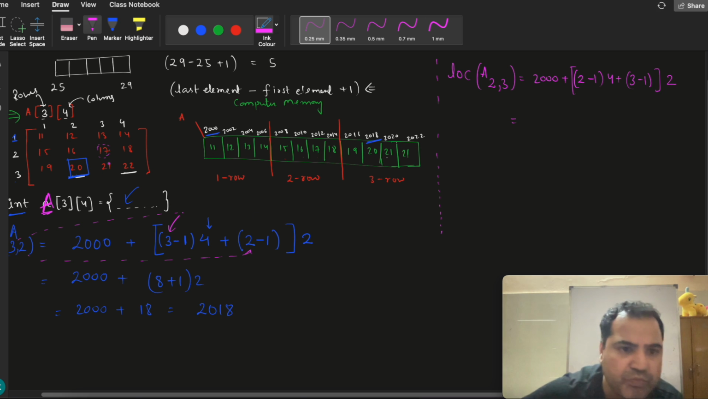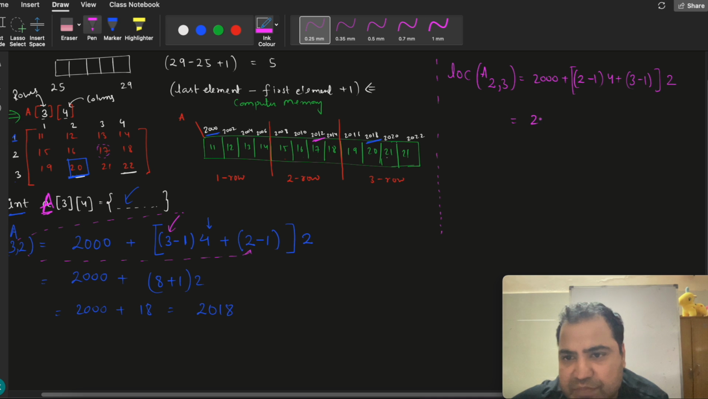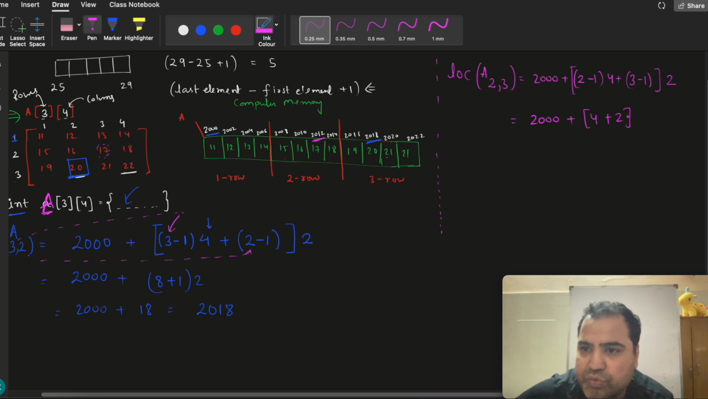So the address of 17 is 2012. Let's see whether it matches. 2000 plus (2 minus 1 is 1) times 4, plus 2 into 2, which is 12. So 2000 plus 12 is 2012.